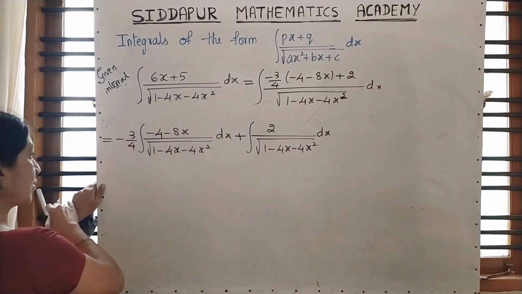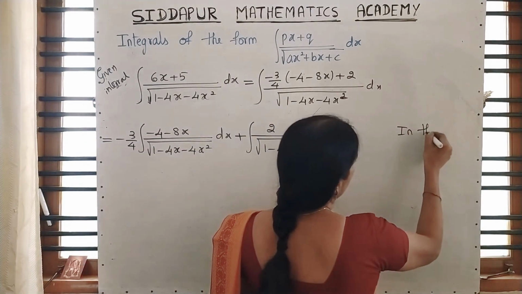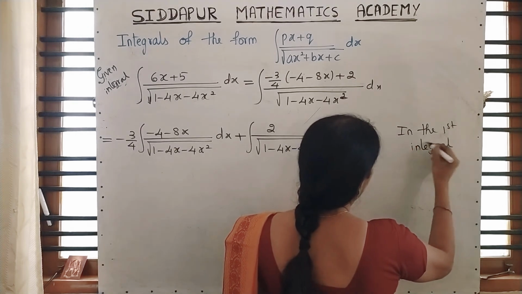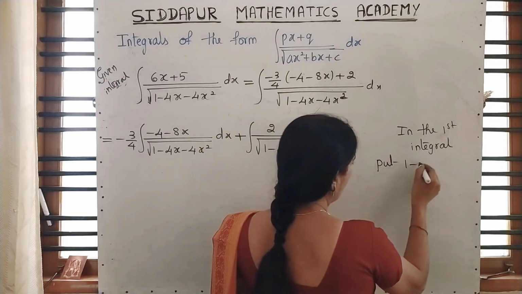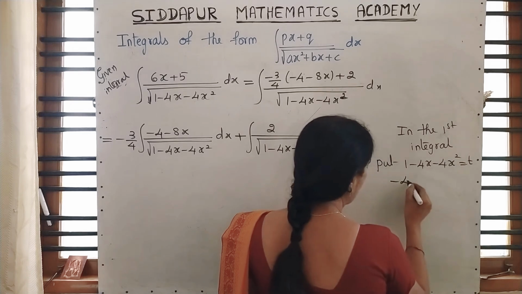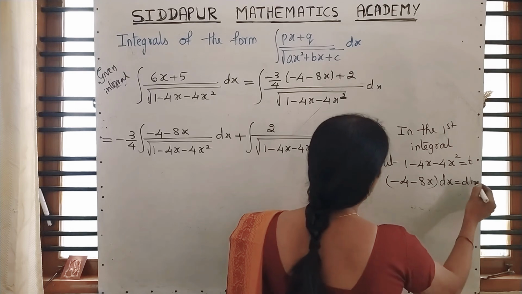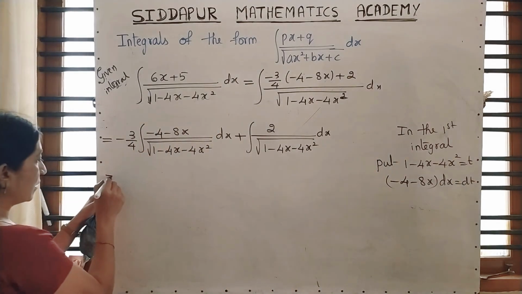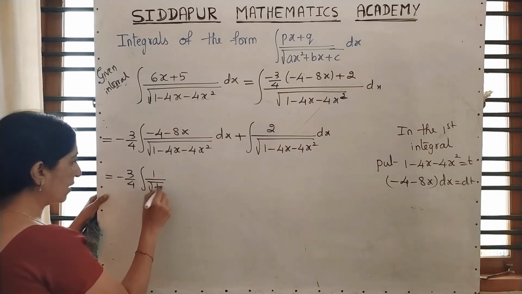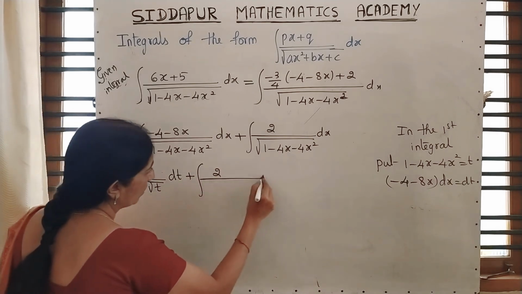See the first integration. In the first integral, put 1 minus 4x minus 4x square as t. Differentiate: (minus 4 minus 8x) into dx is dt. That is minus 3 by 4 into 1 upon root t into dt, plus 2 upon, this I am making as a perfect square, 1 minus 4x minus 4x square.